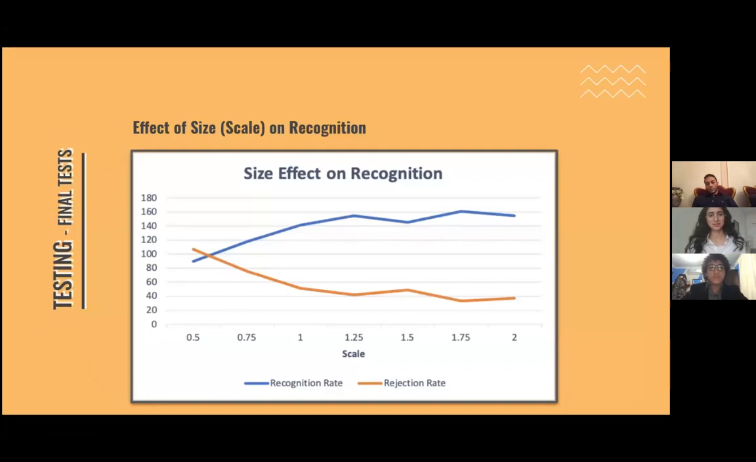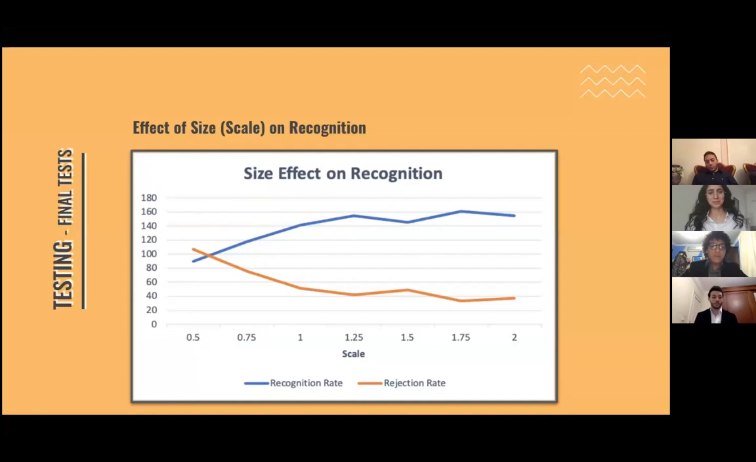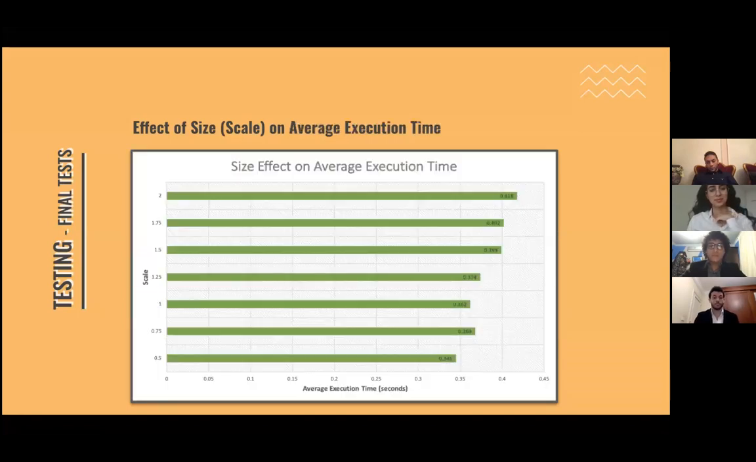So the effect of the size or the scale on recognition, as shown below, is that basically the recognition rate increases and the rejection rate decreases along with the increase of the scale. So the bigger the image, the more the details, the more the features, and the recognition is more stable and fruitful.